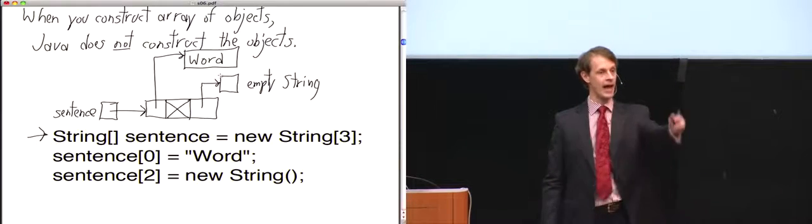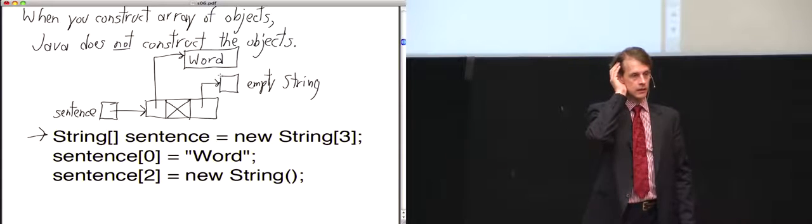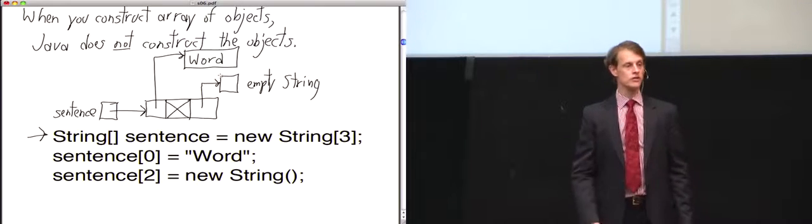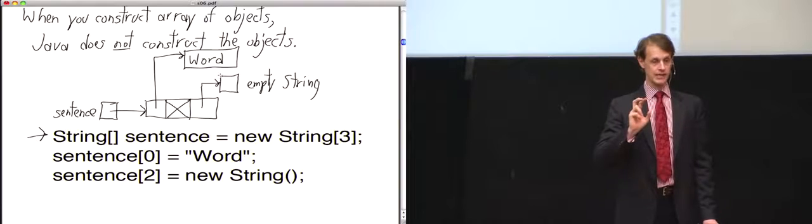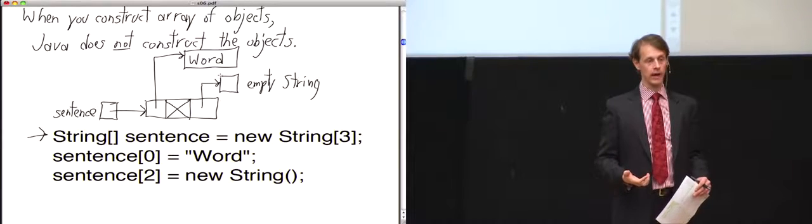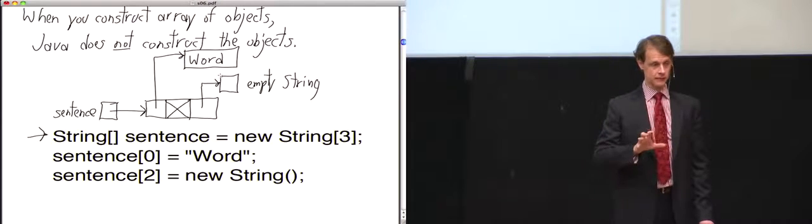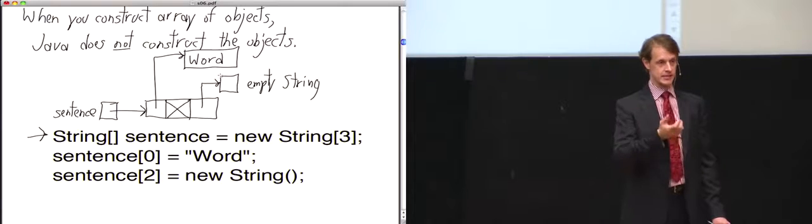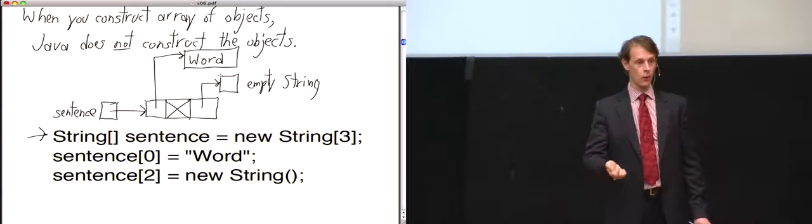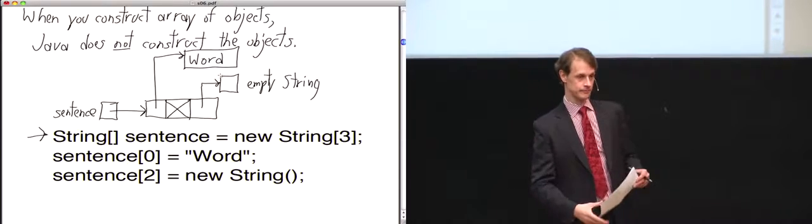Other question? Yeah, back there in the back. You can construct an array of type object, and that allows you to store any object in your array. But you cannot construct an array that stores different types of data, like, for instance, some ints and some floats, or some ints and some references. You can't do that.